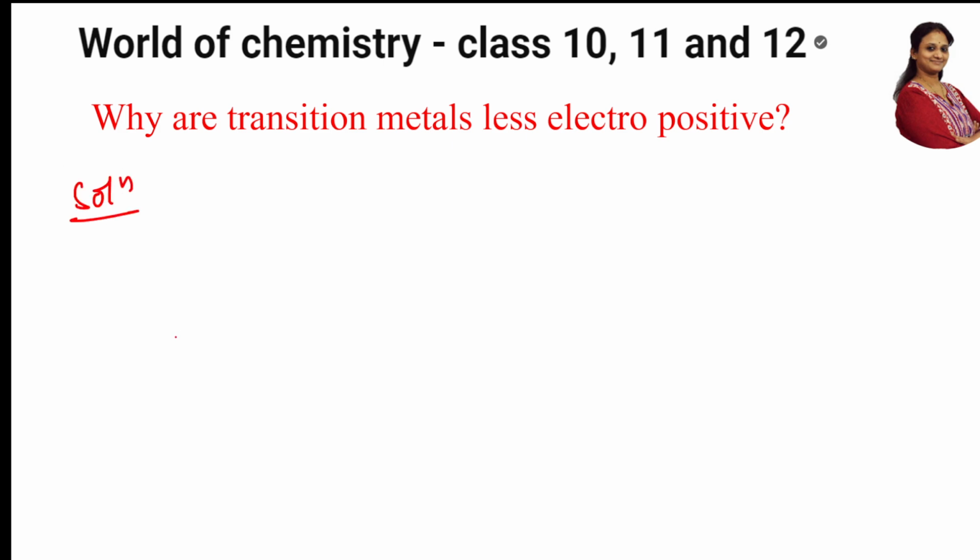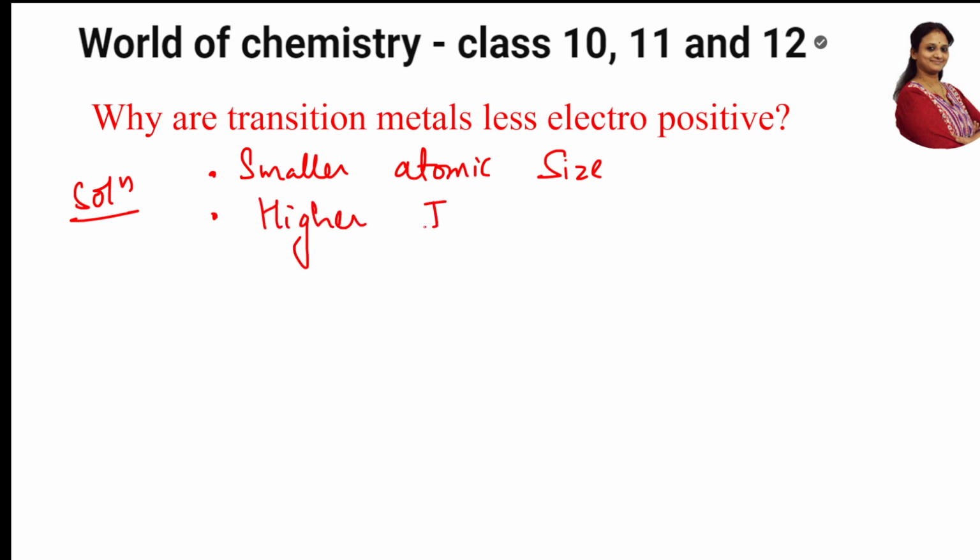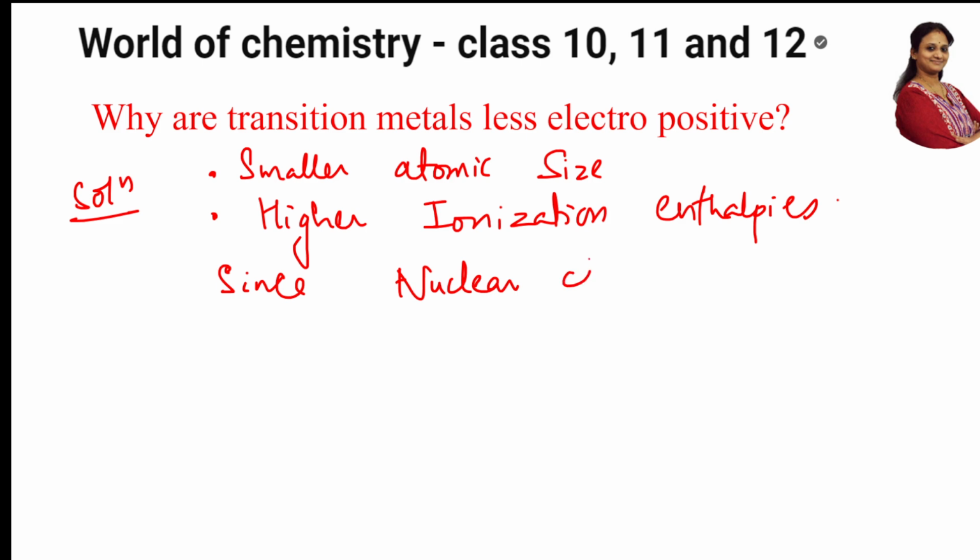So start talking. Transition elements, start from atomic size. Transition elements or atoms have smaller atomic size. Correct? Why do they have smaller atomic size? As you know, there's a concept of lanthanide contraction arising. Now, because of the smaller atomic size, what will happen to the ionization enthalpy? Higher ionization enthalpy. I require a lot of energy to pull out the particular electron. Why is this ionization enthalpy higher? Because the size is small, the nuclear charge is high. This is also okay, done.